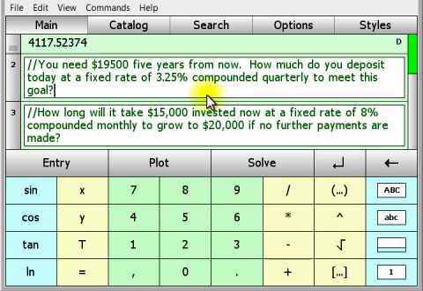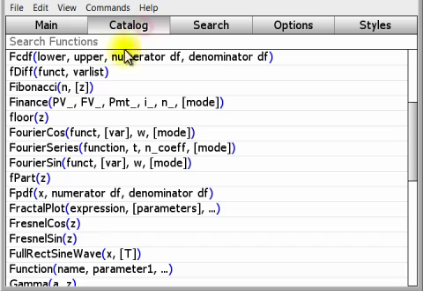In this second problem, you need $19,500 5 years from now. How much do you deposit today at a fixed rate of 3.25% compounded quarterly to meet this goal? All right, go ahead and return. Let's grab our finance command.